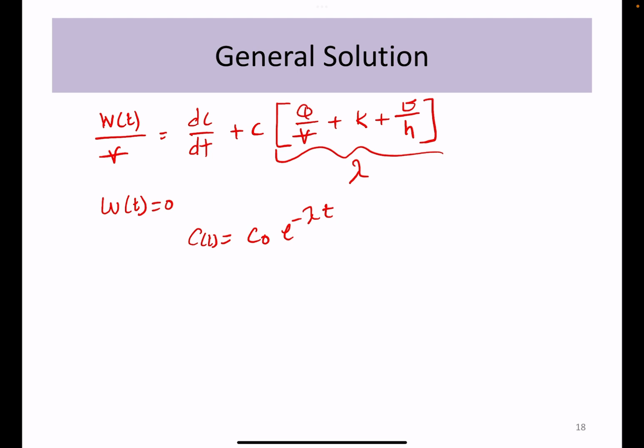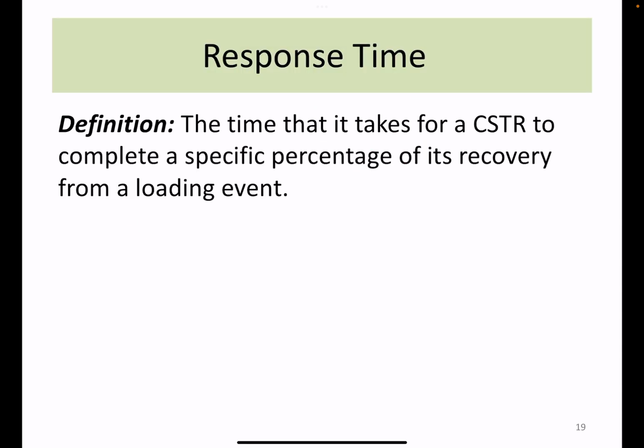Okay? Of course, we could compare systems based on suitable procedures, and there is no need to change lambda to A, because A and lambda are different. Okay, so lambda is very important, especially when we are discussing the CSTR system, that is, the response of that system to loading. Okay, let's look at this example.